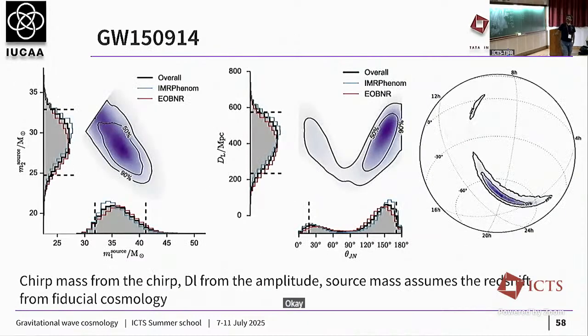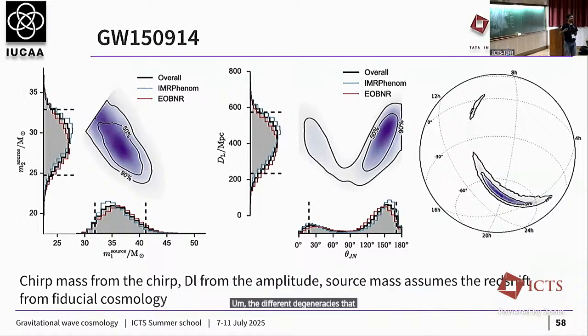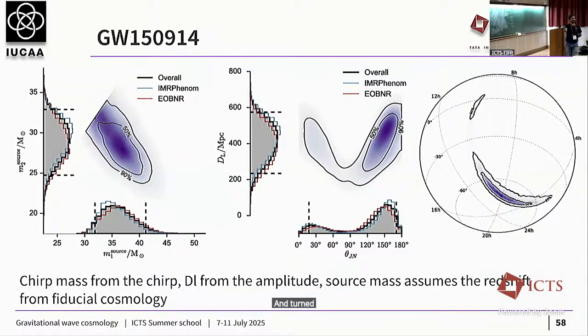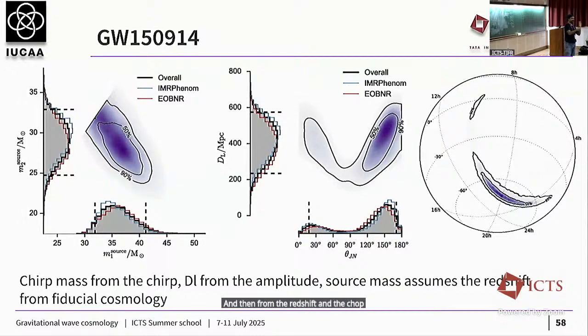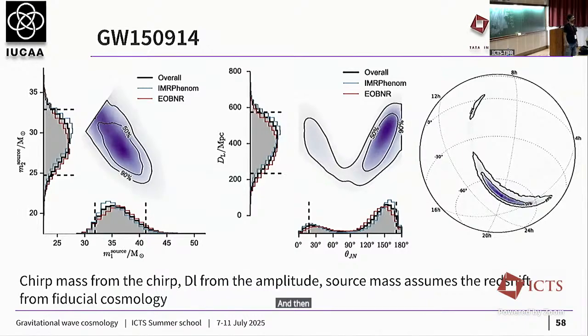Okay. So let's look at GW150914. This was the first event that was detected, and let's try to see if we can see all the different degeneracies that we talked about, whether we can see them here. So this is M1 in the source frame and M2 in the source frame. When people show you something like this, you have to understand that they have used a fixed cosmology and turned the amplitude measurement into a distance measurement, into a redshift, and then from the redshift and the chirp mass, which is detected in the detector frame, got the source frame chirp mass, and then calculated these kinds of plots. Okay.